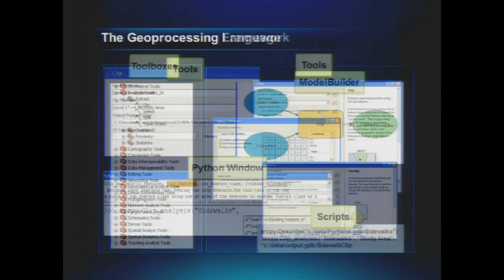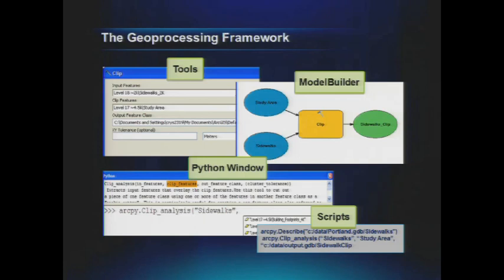Now, the geoprocessing framework is the different environments that we can use these tools in. You can open up a tool itself and explicitly put in the parameters, click OK, and away you go. Or what we're going to be looking at this afternoon is pulling these tools together to create a process in ModelBuilder. Okay.